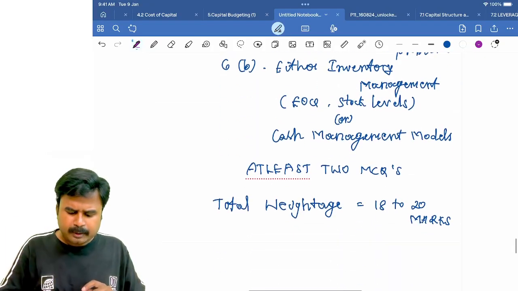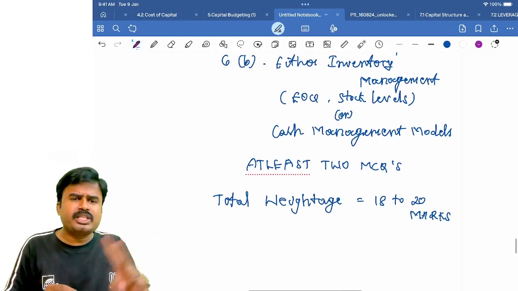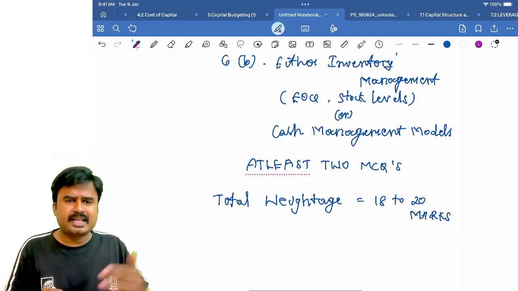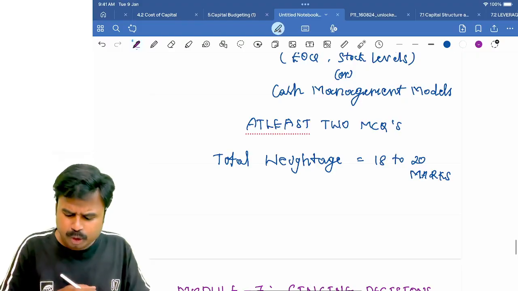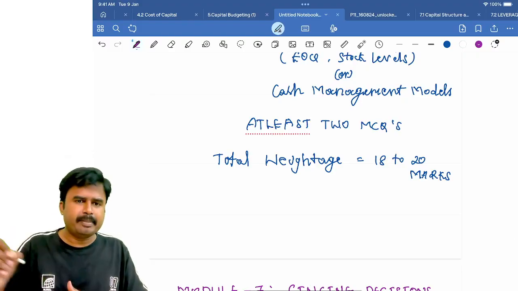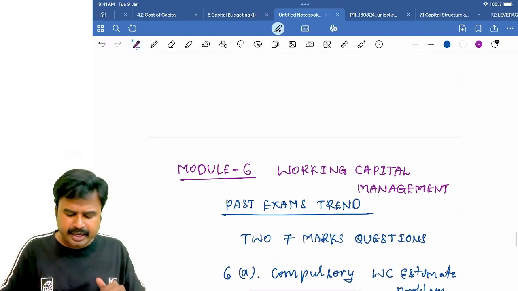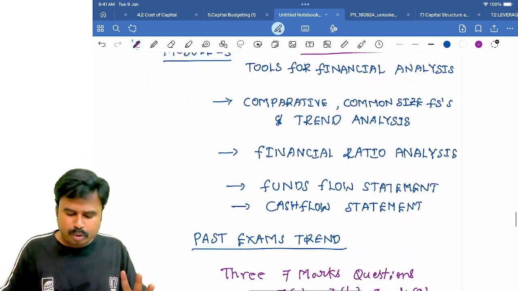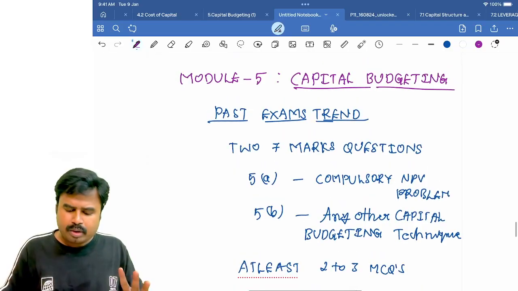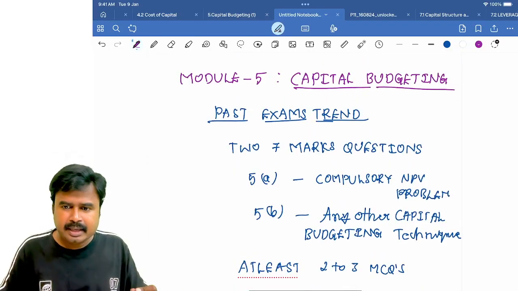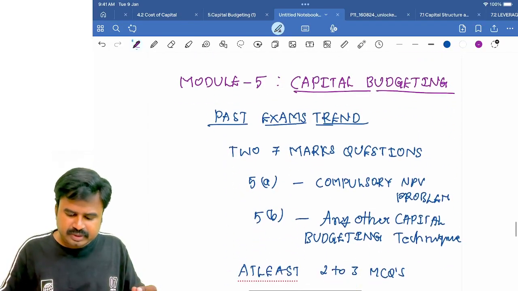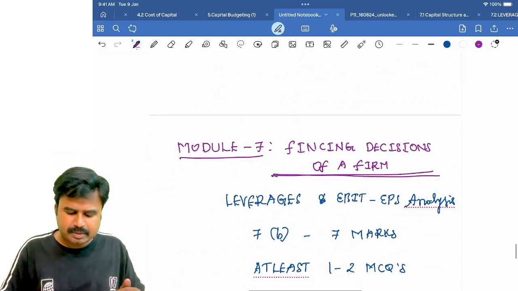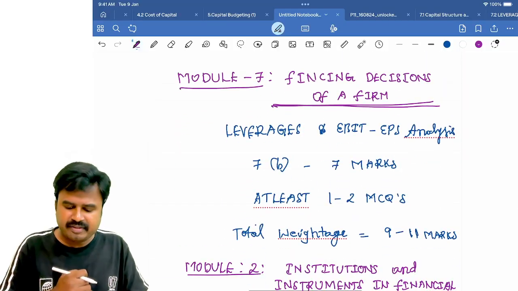And also there are at least two MCQs in the past examination trend. So ultimately the total weightage is around 18 to 20 marks. Yes, this is regarding module number 6. So by this we have covered 3 chapters. One is tools for financial analysis, second one is capital budgeting, and third one is working capital management. Now go for module 7.